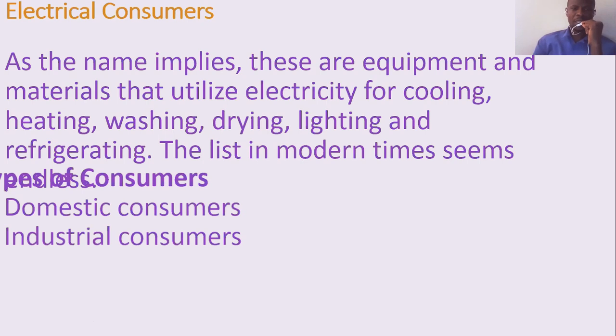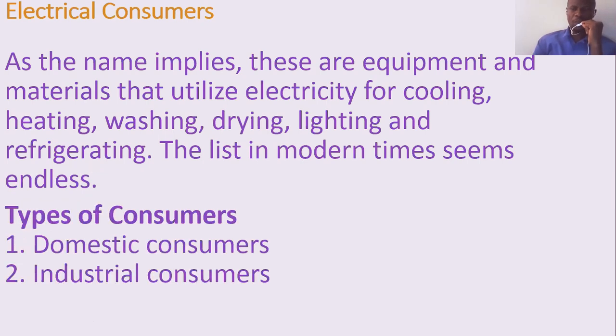Let's look at the types of consumers. We have domestic consumers and industrial consumers. We want to look at the type of people that use electricity, those that consume electricity. The first one is the domestic consumers, then the industrial consumers.